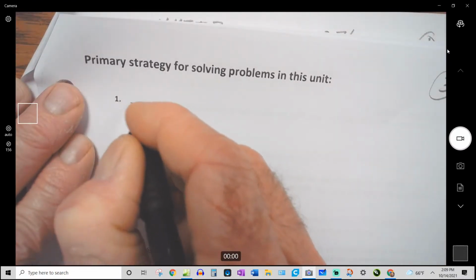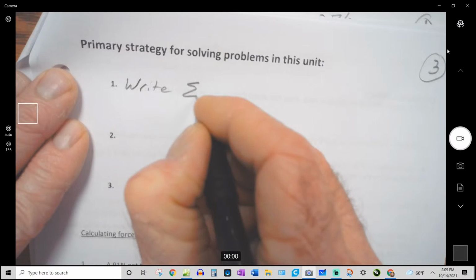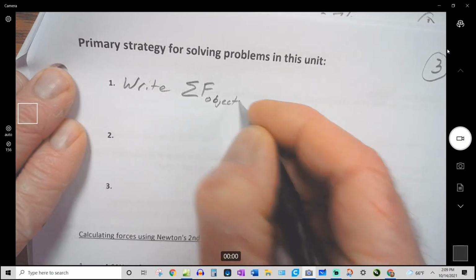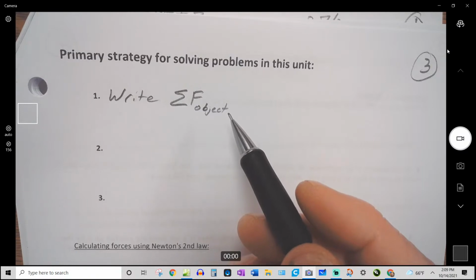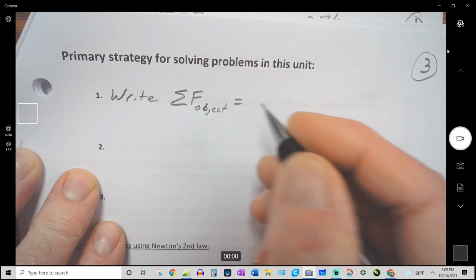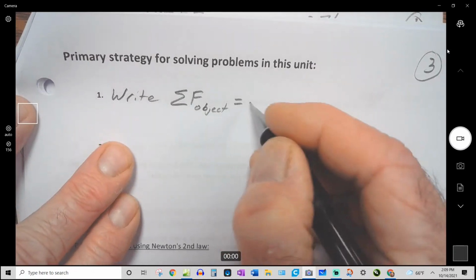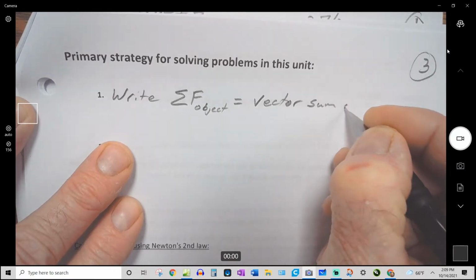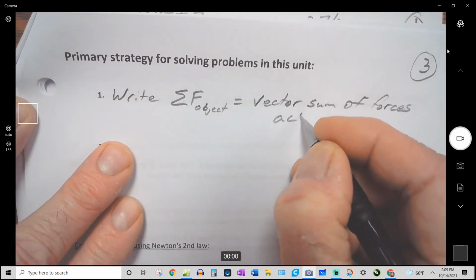So the first step is to write. You don't have to write the word write, but I'm going to write the word write. Write net force. So if you want to find, say, the acceleration of an object, or the force on an object, or whatever else, you write an equation for net force acting on that object in terms of the individual forces acting on that object. So you write net force equals the vector sum of the forces acting on the object.